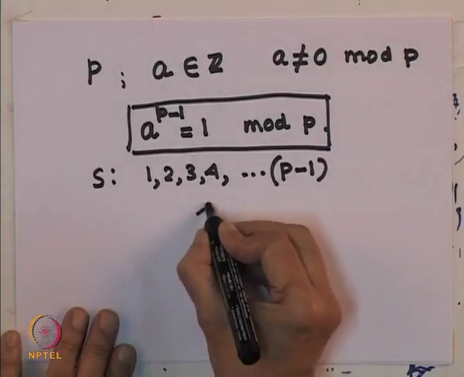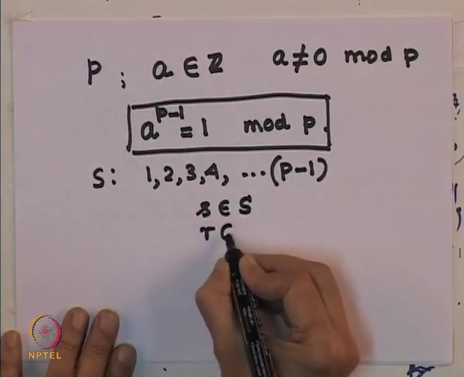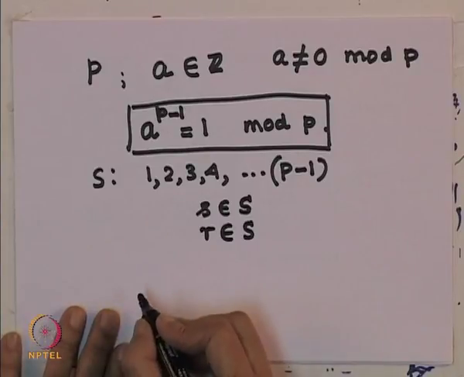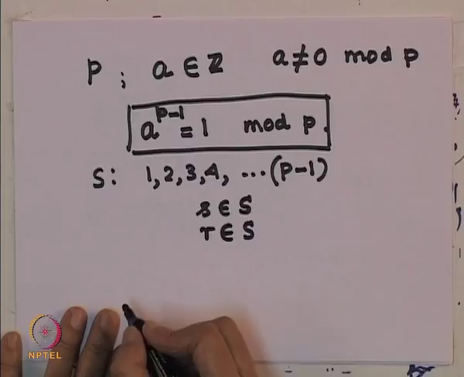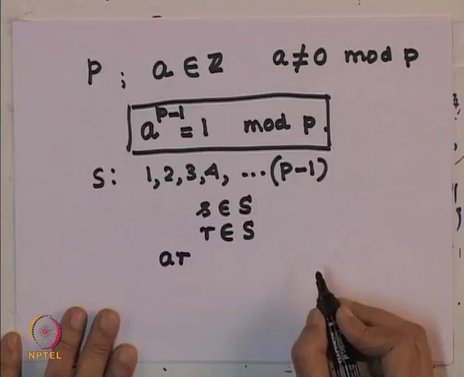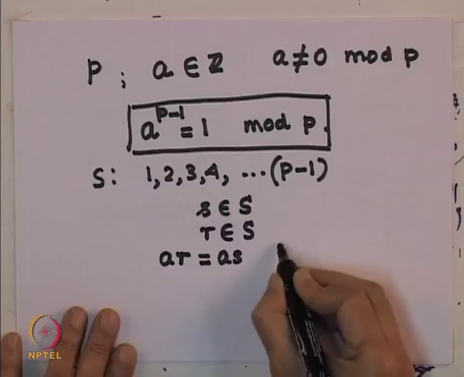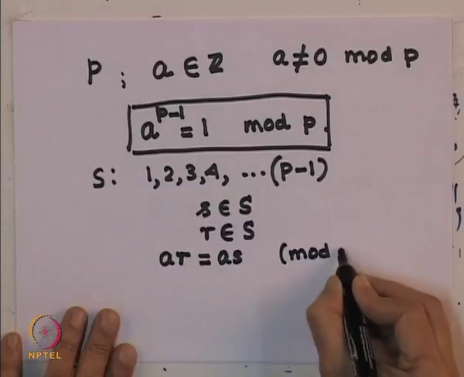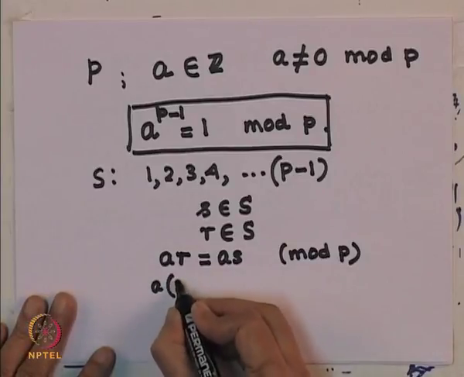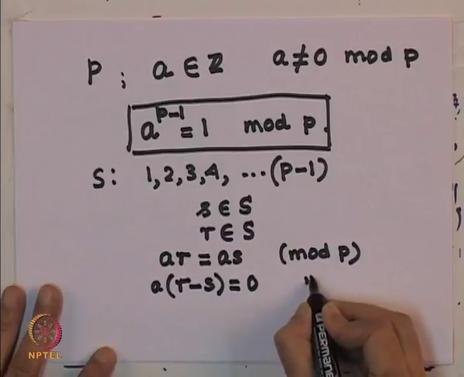Let me choose an element small s belonging to S and another element r also belonging to S. Now suppose I multiply both s and r with a. So I get ar and as. Now under what condition is ar equal to as? Of course everything is mod p. Now you can bring this to that side and you can immediately say this means a into r minus s equal to 0 mod p.